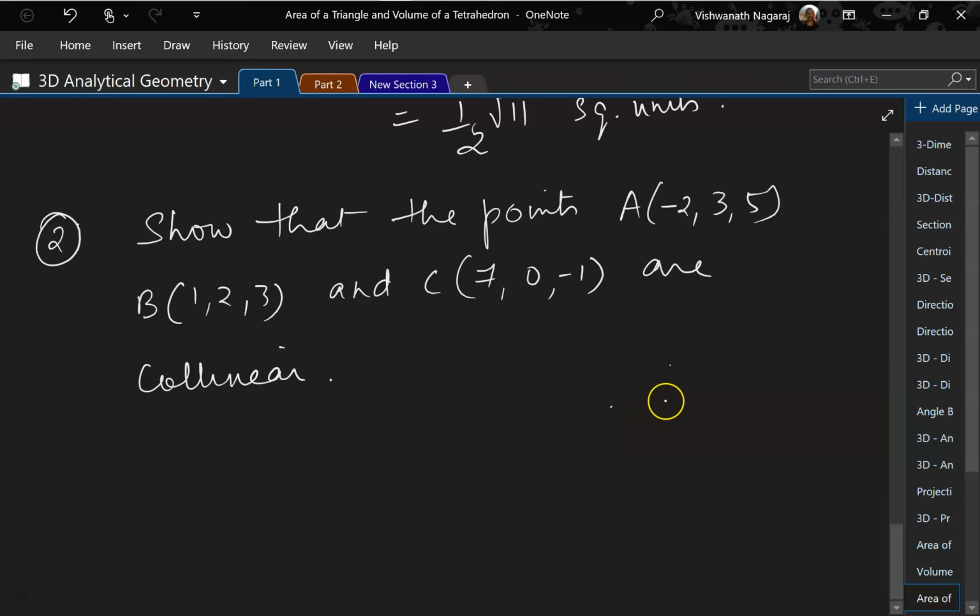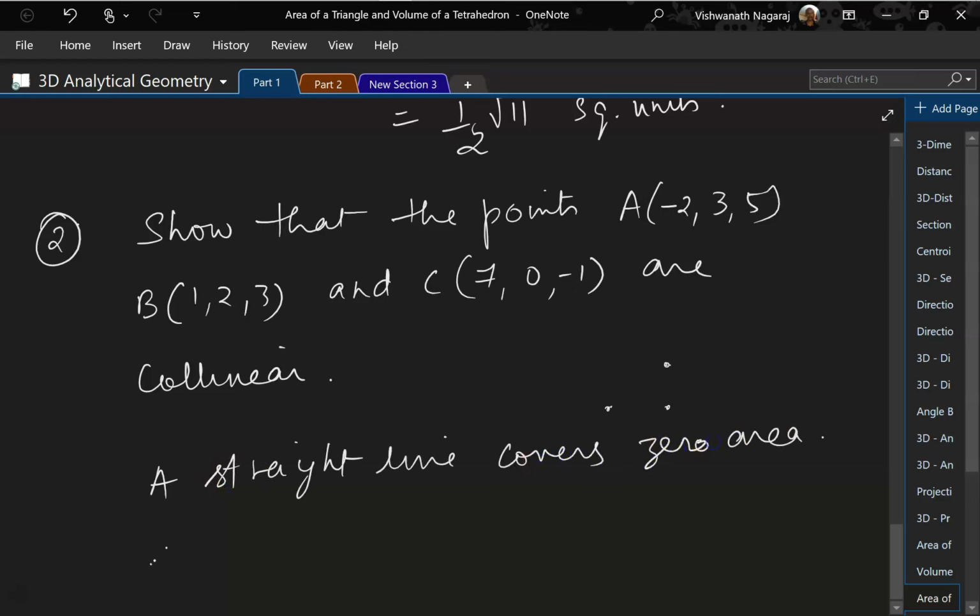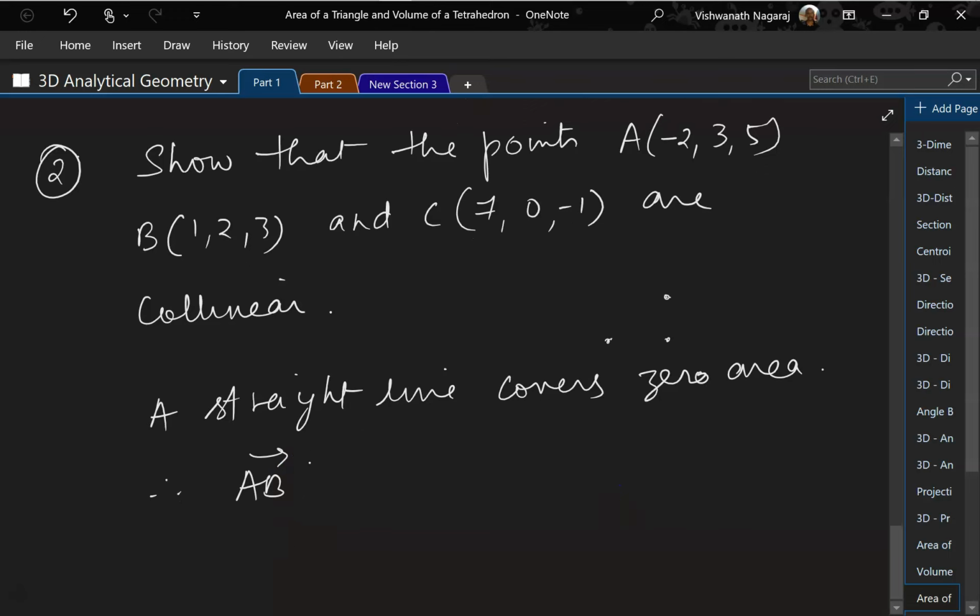Okay, but the moment you add a third line, right? So here you have 1 point, they will always be collinear. But the moment you introduce a third point, it will be collinear only when it doesn't cover any area. Yes. So a straight line covers 0 area. So therefore, let's figure out the area and equate it to 0, or rather let's evaluate the area. If the area is 0, then it is collinear.